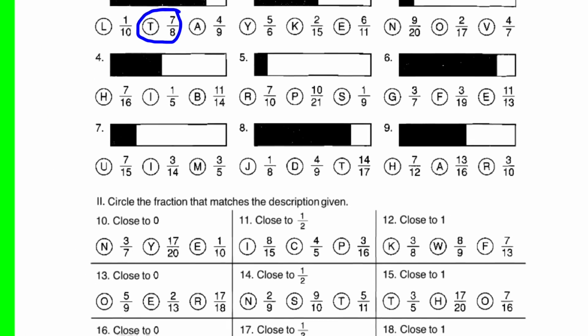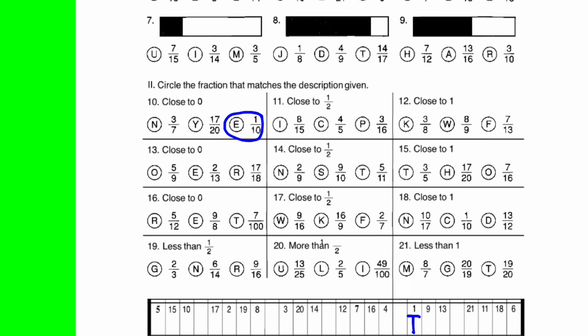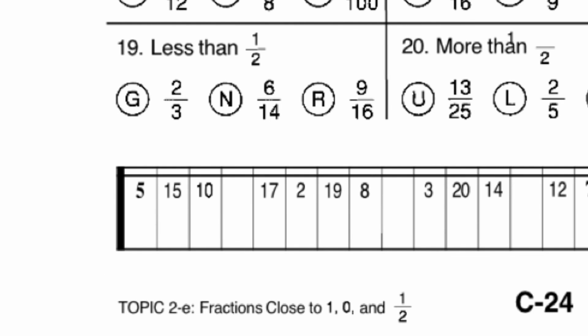And then there were also questions like this. If you look at the second kind of question, it says circle the fraction that best matches the description given. We want a fraction close to 0. Well, 3 over 7 is pretty close to a half. 17 over 20 is close to a whole. 1 over 10 is a really small fraction. That's really close to 0. If we want to do the puzzle now, we have to find 10 and put an E there. So down at the bottom of the page, I see 10. I'm going to put an E there.